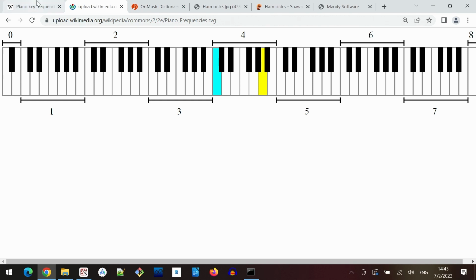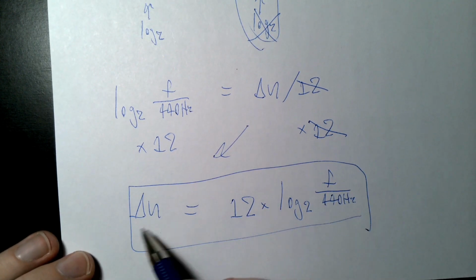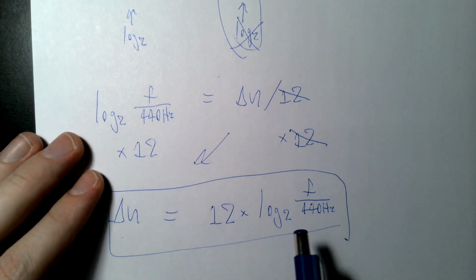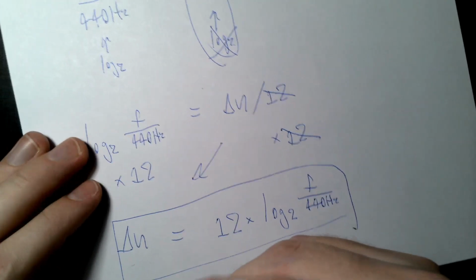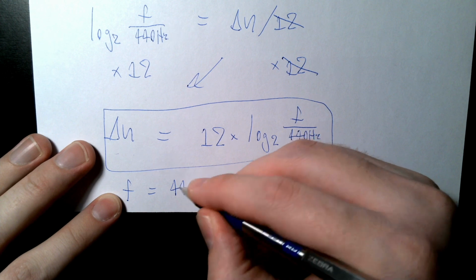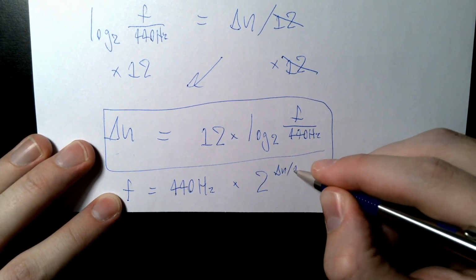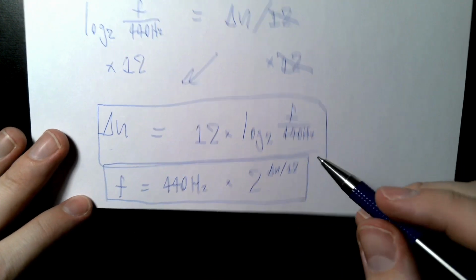And if we go back to the Wikipedia page, we can see that n equals 12 times log 2 of f over 440 hertz. They add the 49, and with the regular n, we don't add anything, and we just do delta n, just how many semitones above that A key. And we arrive at the same answer. Okay, so just as a reminder, f equals 440 hertz times 2 to the delta n over 12. These are two equations that are important to remember.